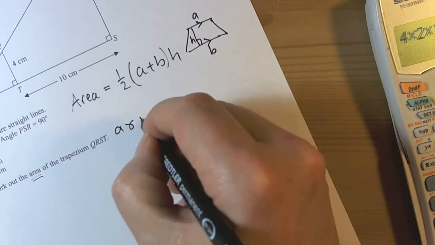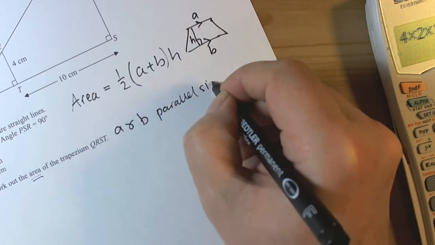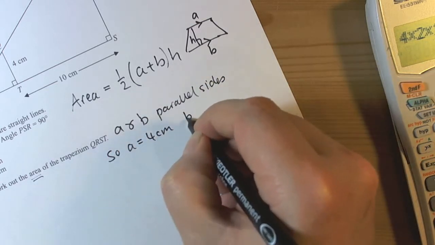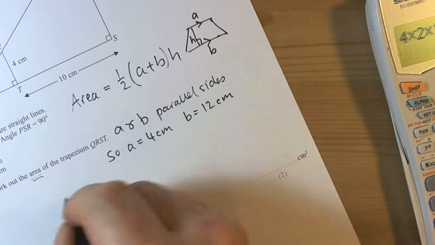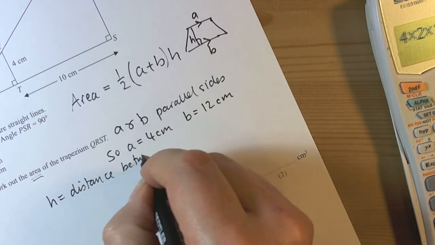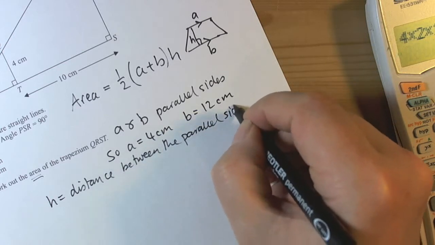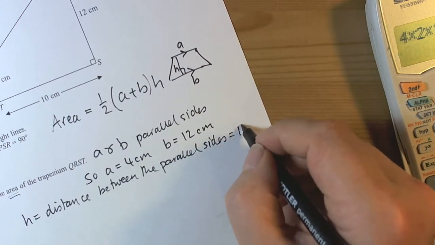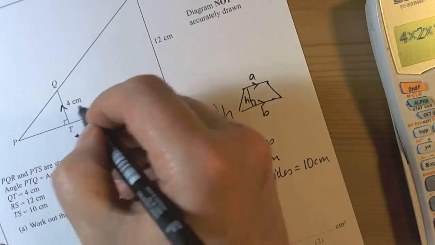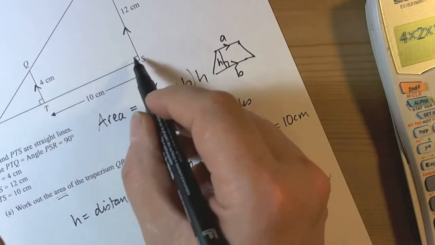So A and B are the parallel sides. A is equal to 4 centimetres and B is equal to 12 centimetres. H equals the distance between the parallel sides, which in this case is equal to 10 centimetres. So we can get those values from the picture. So here are the parallel sides, and we know that because they're telling us that that's a right angle and that's a right angle.